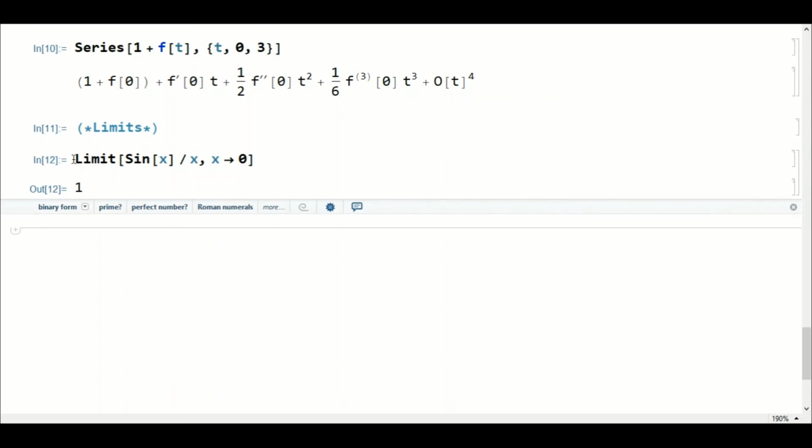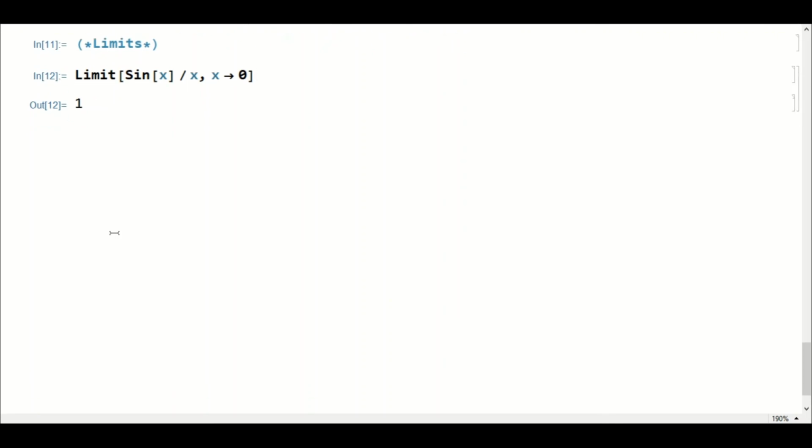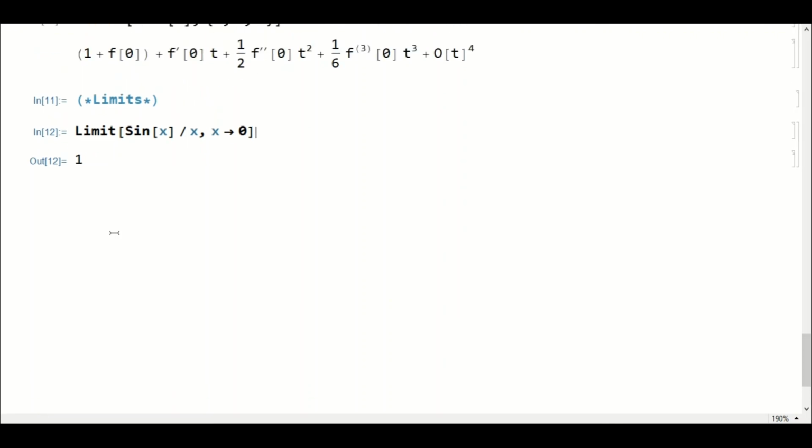So Limit is basically the inbuilt function in Mathematica. You first write the expression, and then you write the limit of that expression, and you can get the answer like this. So this is how you can do limits in Mathematica.